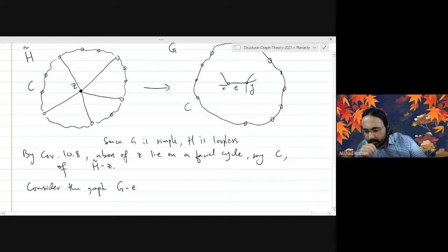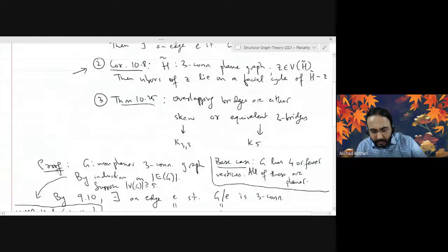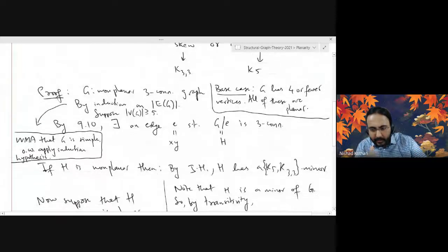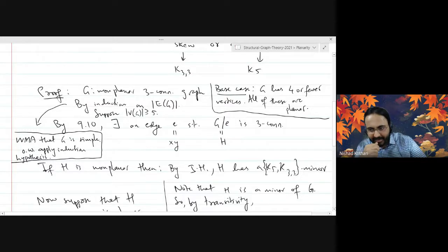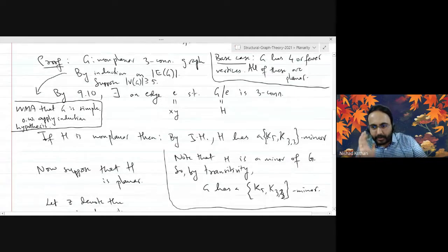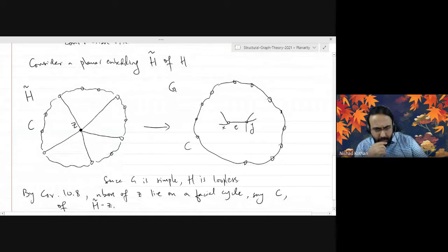G is non-planar by assumption. You see, we want to show that a non-planar three-connected graph has a K5 or K33 minor. So we started with a non-planar three-connected graph. Does that answer your question? Good. Our goal is to show that there is a K5 or K33 minor in this. We contracted one edge, we got the graph H, and this graph is planar, otherwise we are done by induction hypothesis. Now we are looking at a planar embedding of H, and we are trying to relate it to the graph G again.